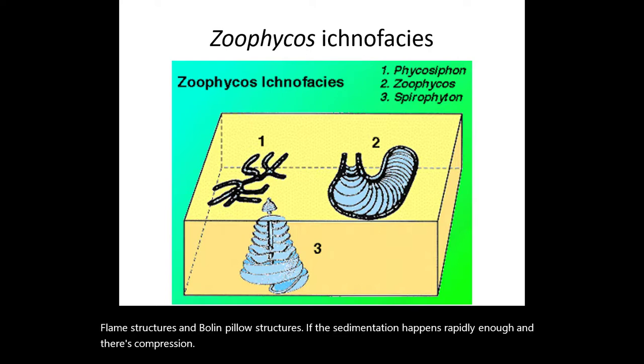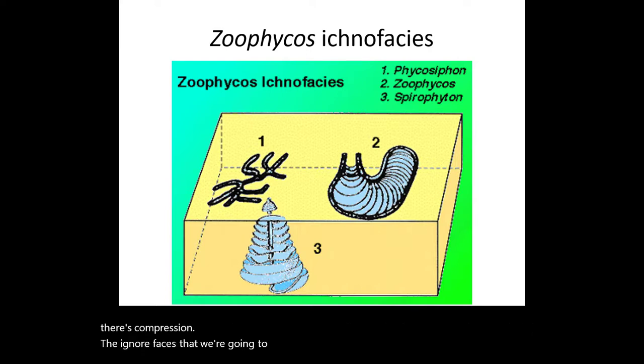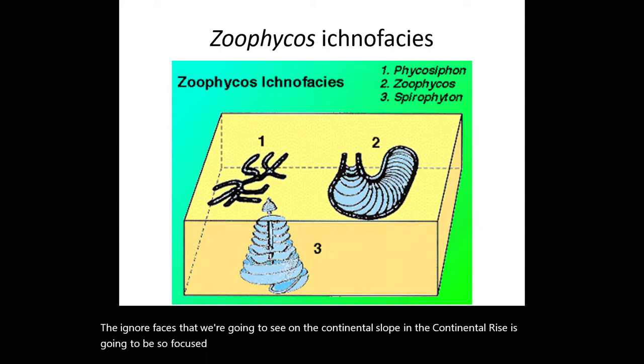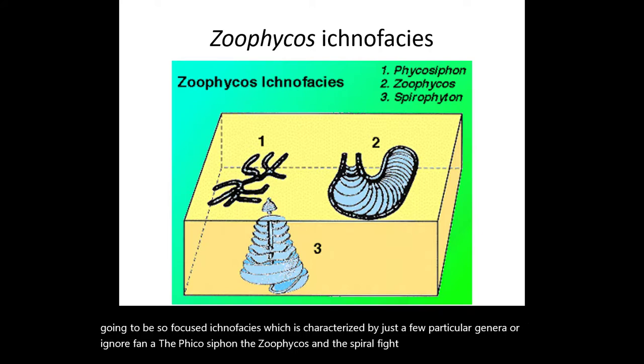The ichnofacies that we're going to see on the continental slope and the continental rise is going to be the Zoophycus ichnofacies, which is characterized by just a few particular genera or ichnofauna, the Phycosiphon, the Zoophycus, and the Spirophyton, among others.